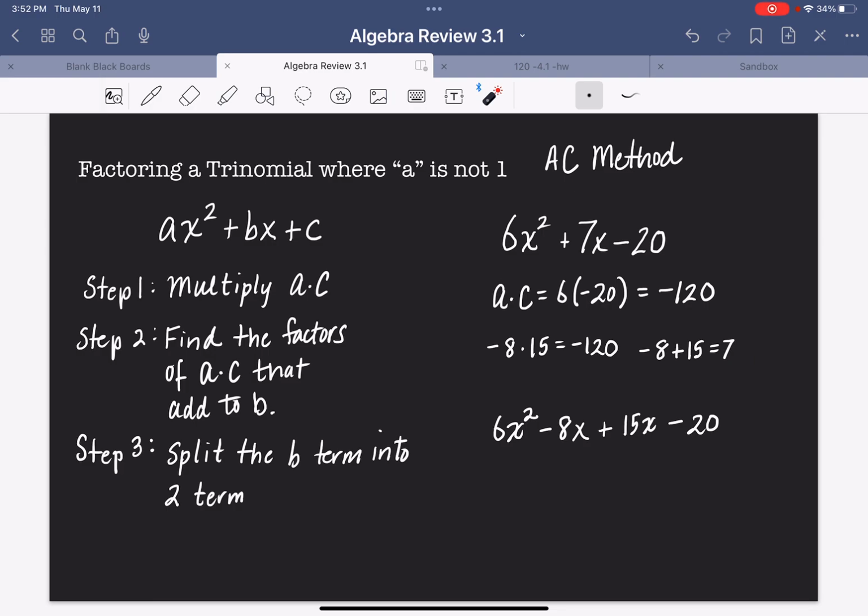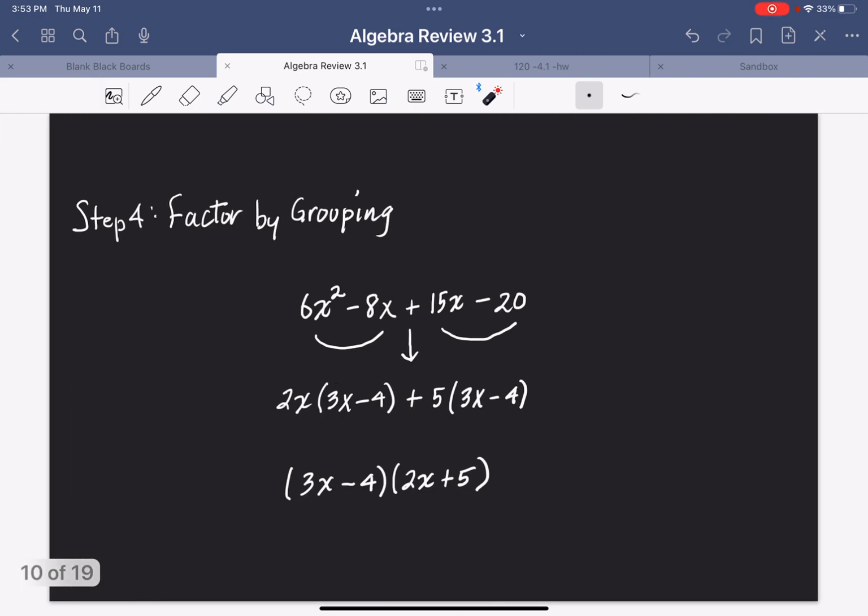Now, unlike the trinomials where a was 1, we can't go straight to the factorization. We have to do step 3, which is split the b term into 2 terms. So instead of 7x, I'm going to put the minus 8x and the plus 15x. So I've split b into 2 terms, and now we have a polynomial with 4 terms. Okay, this is going to help us factor it.